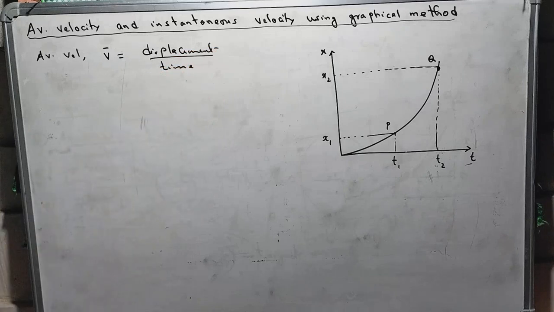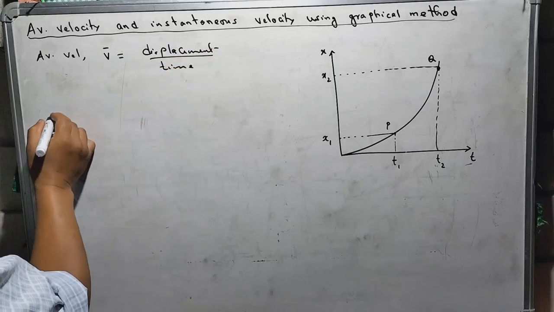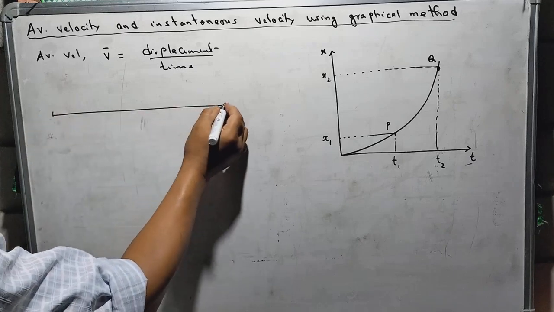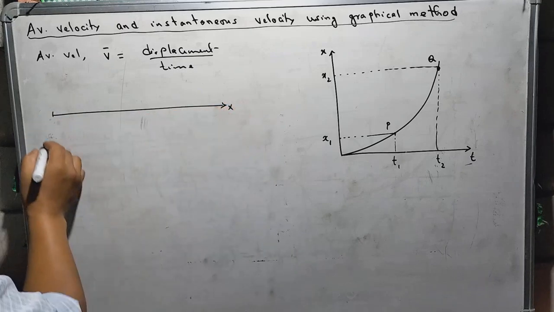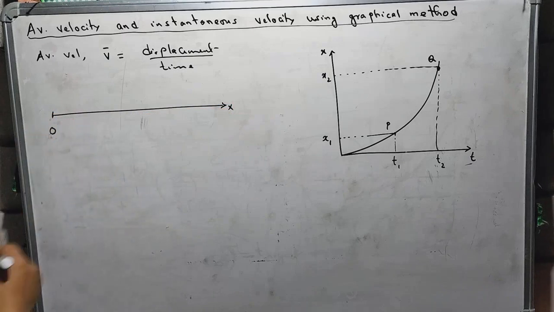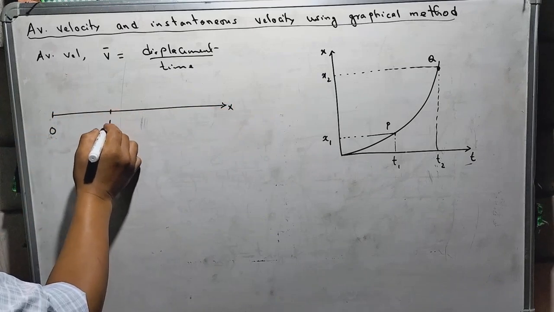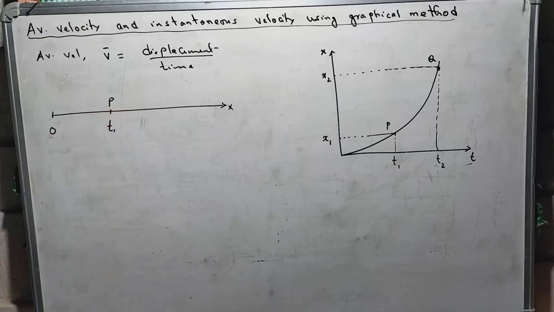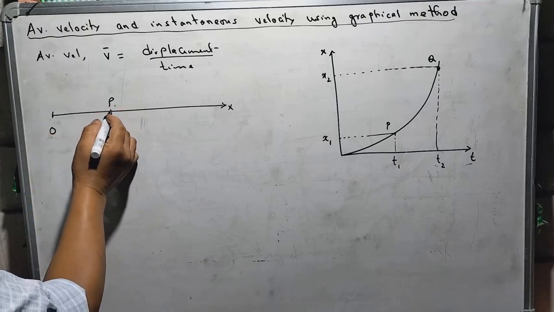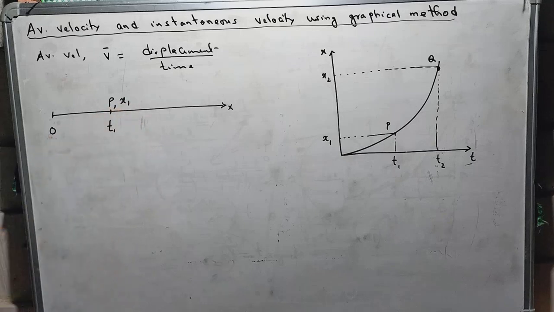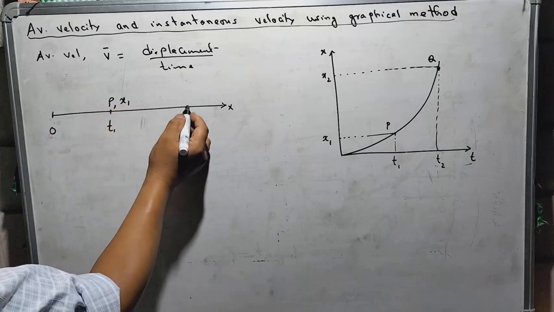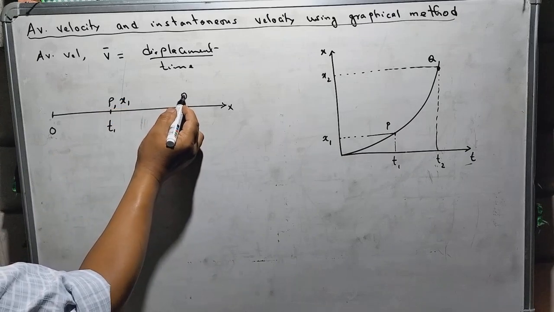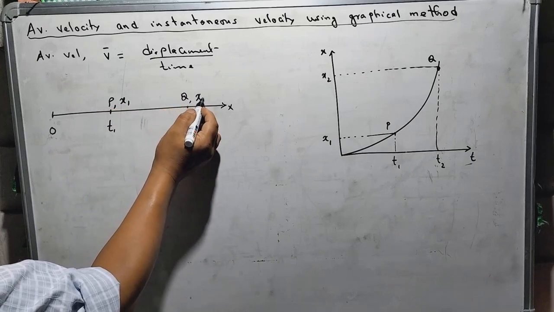Now if you consider the motion of a car along a straight line, and we take this line as the x-axis, this is the origin. Suppose at a time t1, the car is at a point P, and at this point it has a position x1. At a higher time t2, the car is now at a point Q and has a position x2.